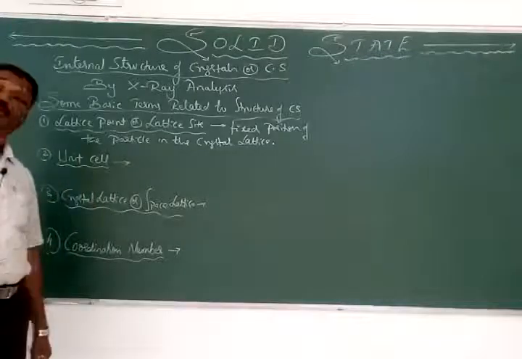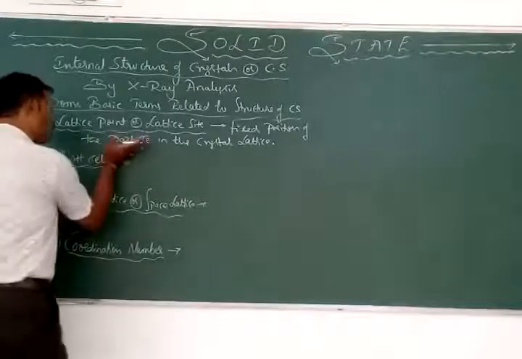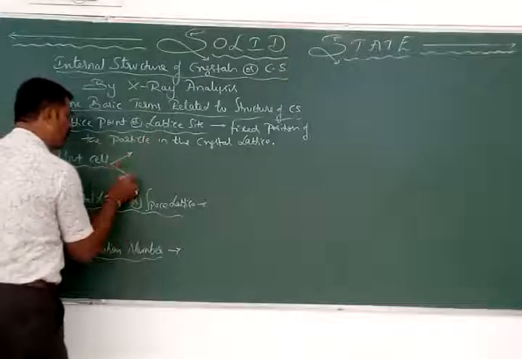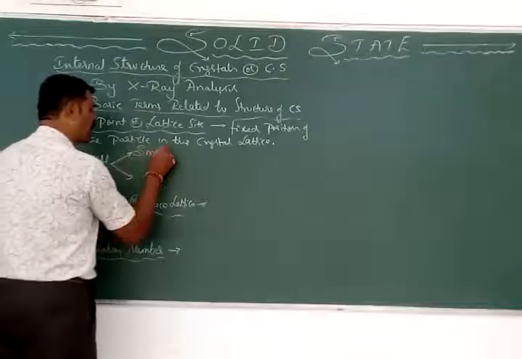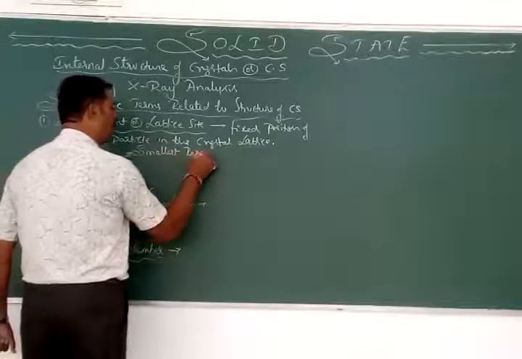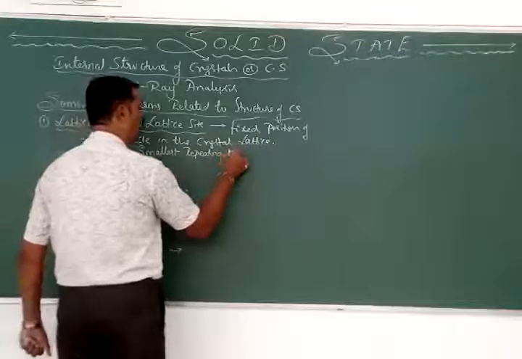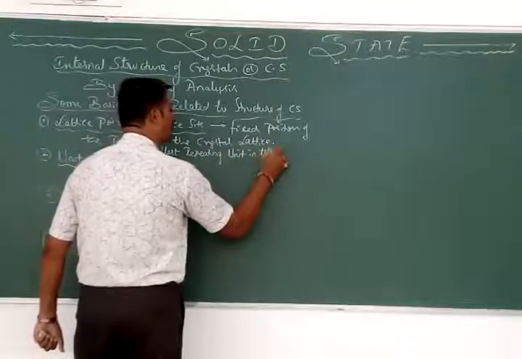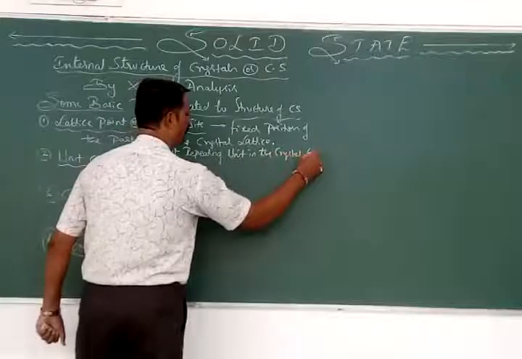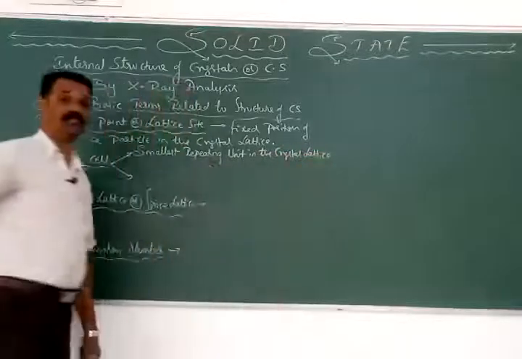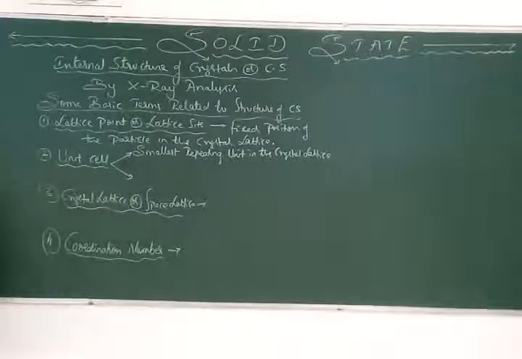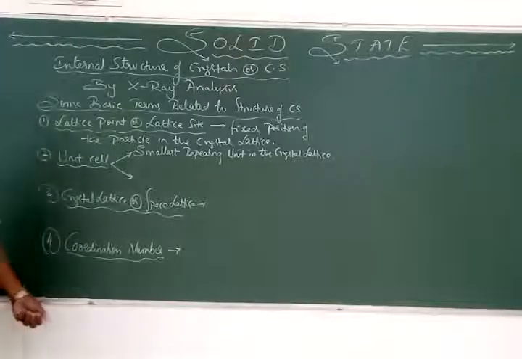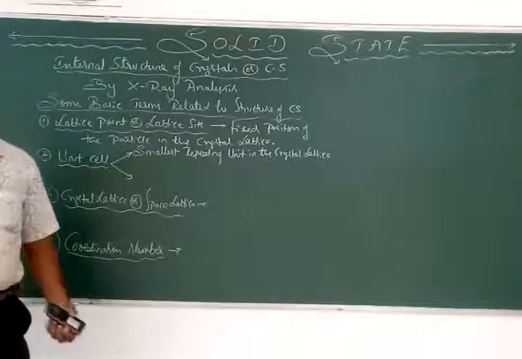Then what is a unit cell here? We can have two different definitions related to the unit cell. The smallest repeating unit in the crystal lattice is called the unit cell. That is the smallest repeating unit with respect to the crystal lattice.